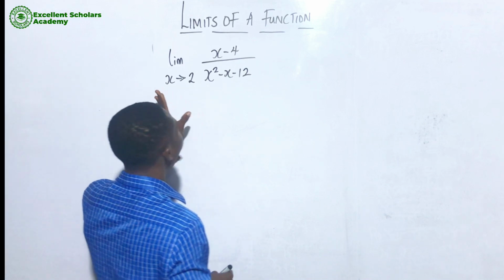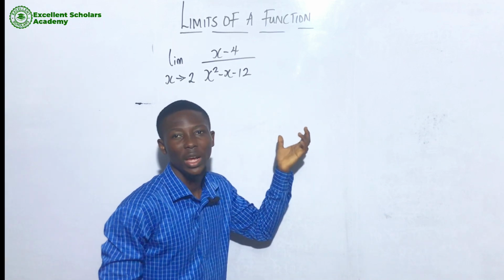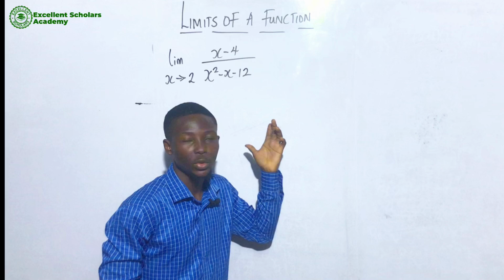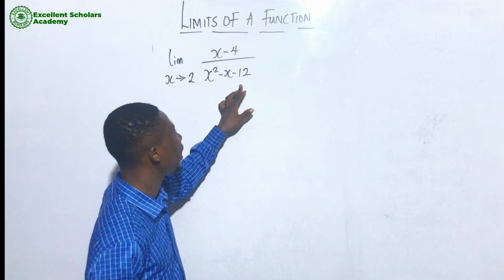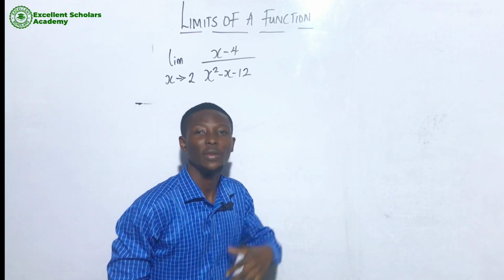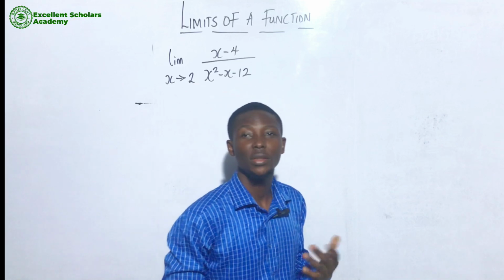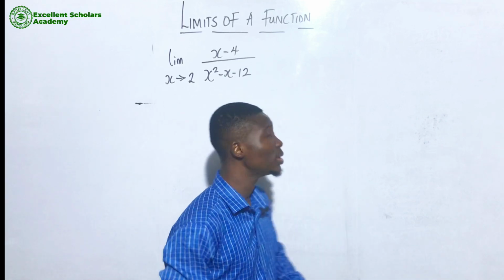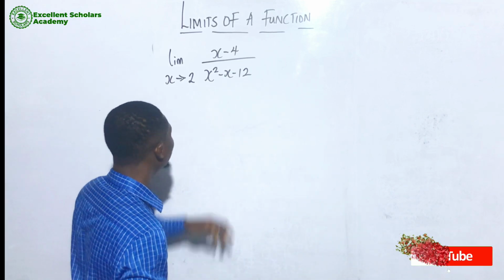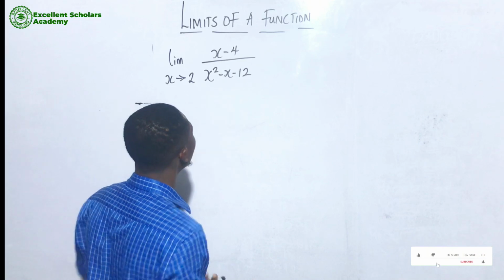Now, when you are finding the limit of a function and you're seeing a quadratic function, like something like this, always check out if you can factorize it. Do not just substitute. Always check out if you can factorize it. And from what I see here, this is factorizable.